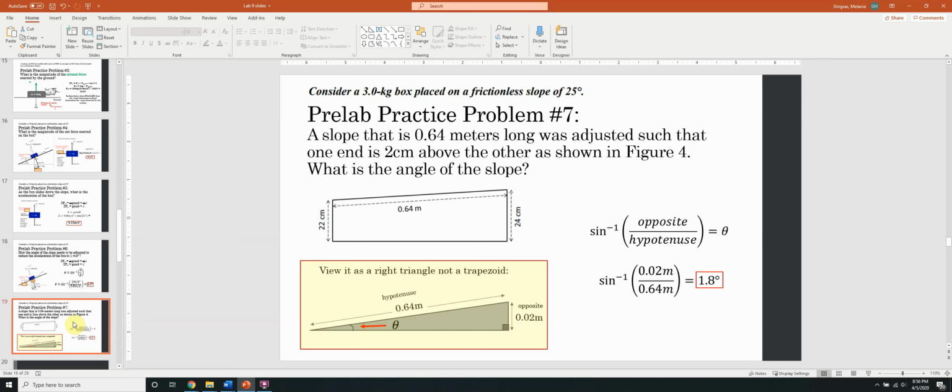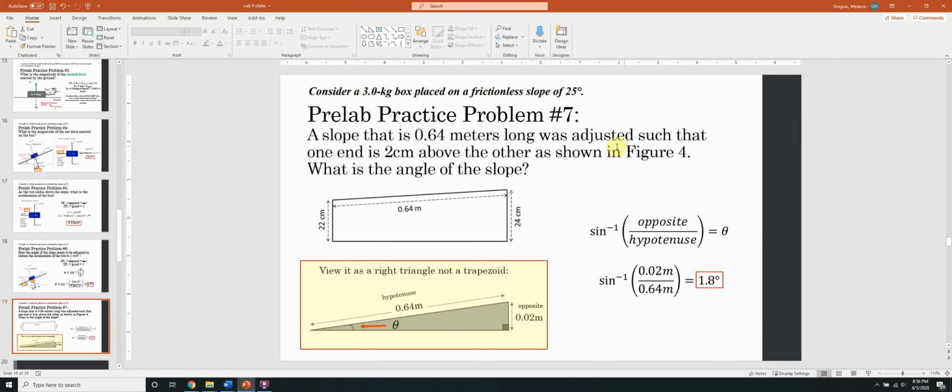All right, last but not least, pre-lab practice problem number 7. We have a slope that is 0.64 meters long, and it was adjusted such that one end is 2 centimeters above the other, as shown in figure 4. This should probably sound pretty familiar if you've already watched the video on Lab 9. This is almost exactly what the setup looks like.